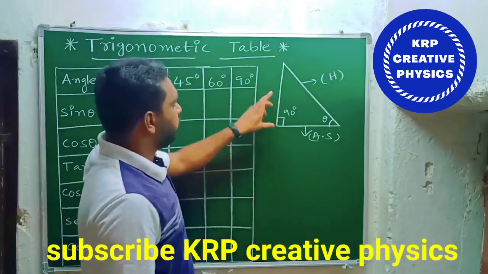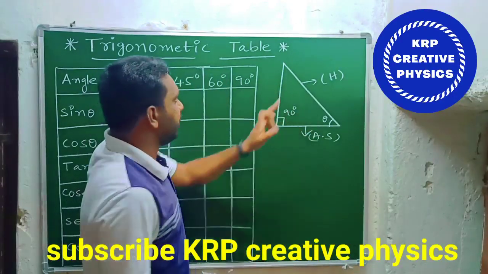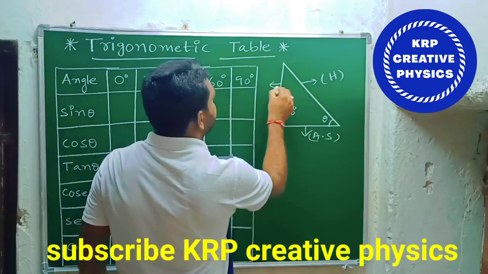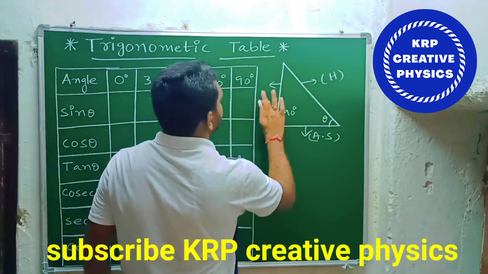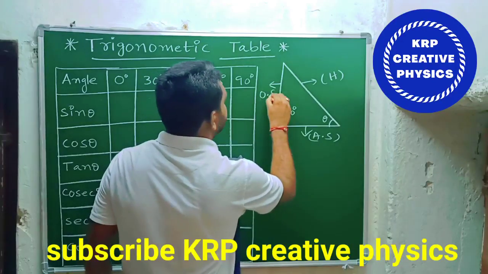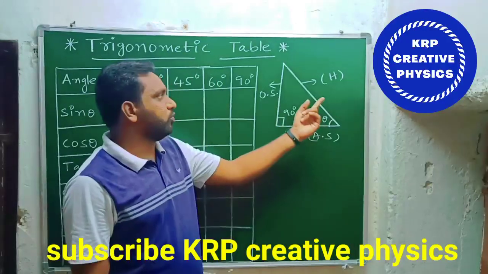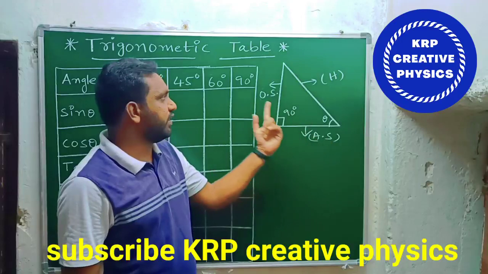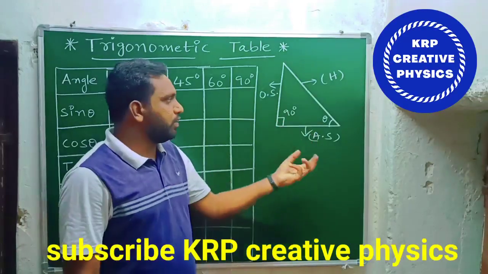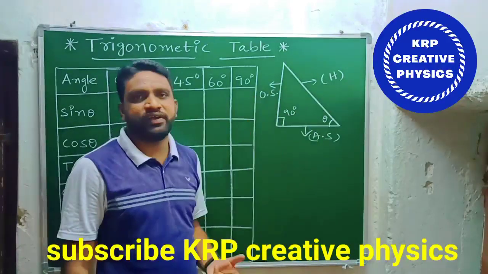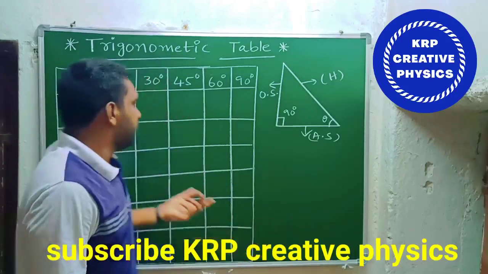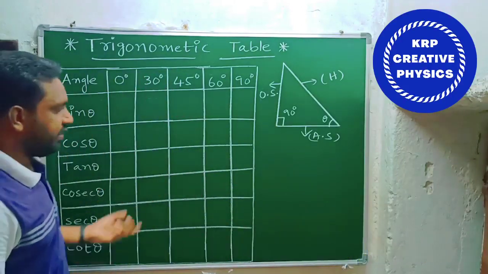And what about this third side here? It is opposite to the angle, very simple. This is considered as the opposite side. These are the three sides of the right angle triangle: hypotenuse, adjacent side, opposite side. You need to know this. With the help of this reference angle and these three sides, now we are going to learn what is meant by sin theta, cos theta, tan theta and the others.